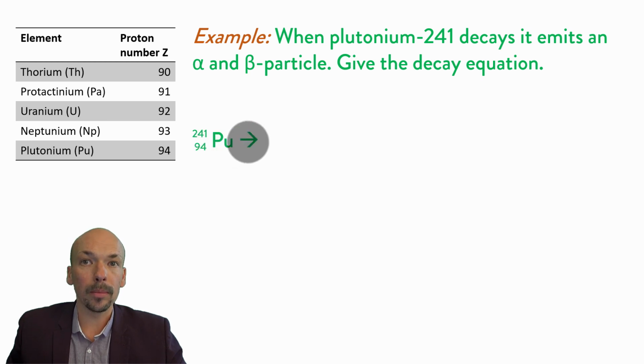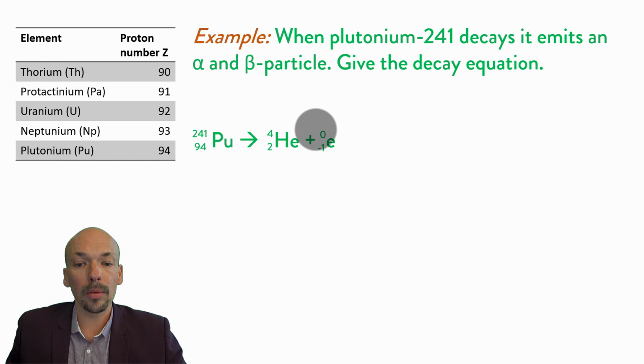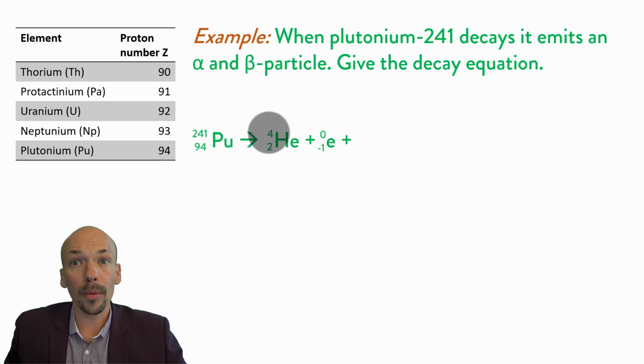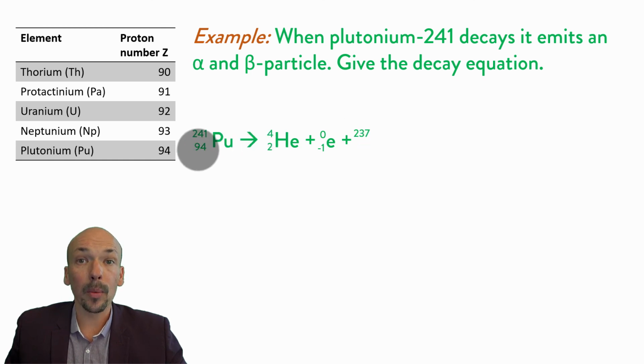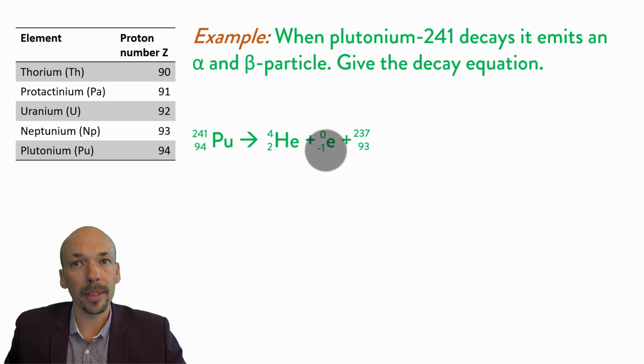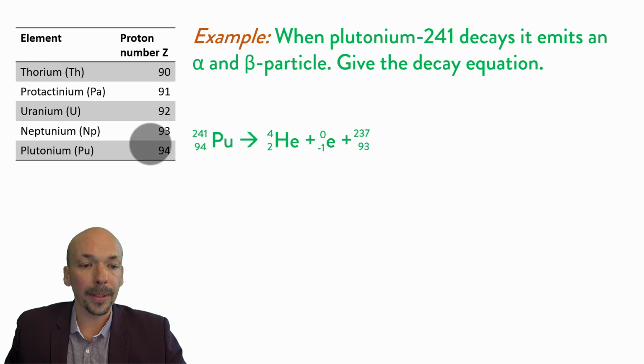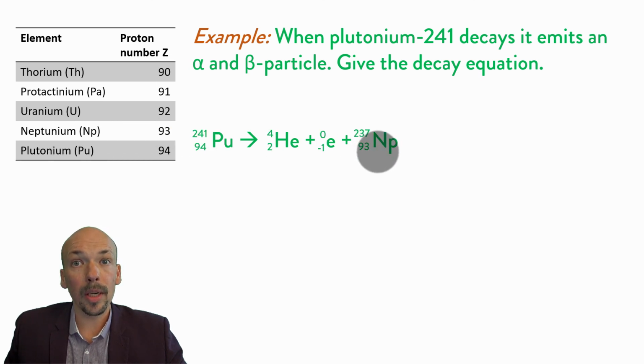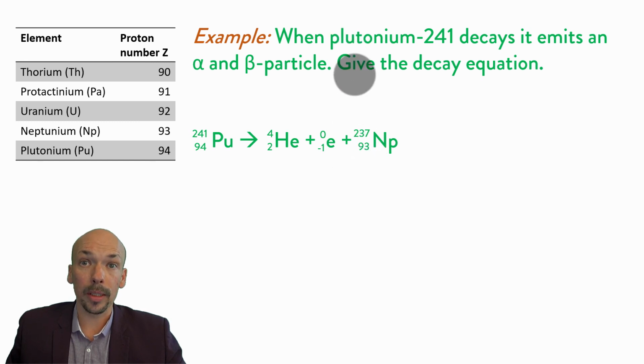Now we draw an arrow and we draw the particles which were emitted. So an alpha particle 4,2 helium and a beta particle 0, -1 e. And finally we can determine what element is left. So here we have 241 minus 4, which is 237. Here we have 94 minus 2, which is 92, plus 1, which is 93. We can check this proton number, 93, and it's Neptunium, so we write down Np. And now you have the correct decay equation for this question.